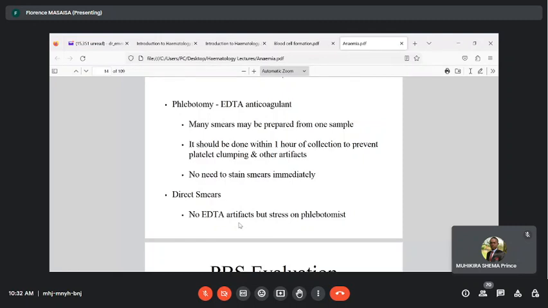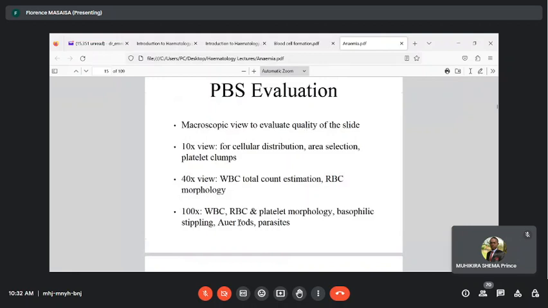To get this peripheral blood film, you need to do phlebotomy using EDTA anticoagulant. Then the smear should be done within 1 hour to prevent platelet clumping and any other artifacts. You may not need to stain it immediately, but you keep the slide. Then under the microscope, you start with the 10 times view, going up to see the cell distribution and area of selection. You go to 40 times, then 100 times, where you can see more details about the cell description.